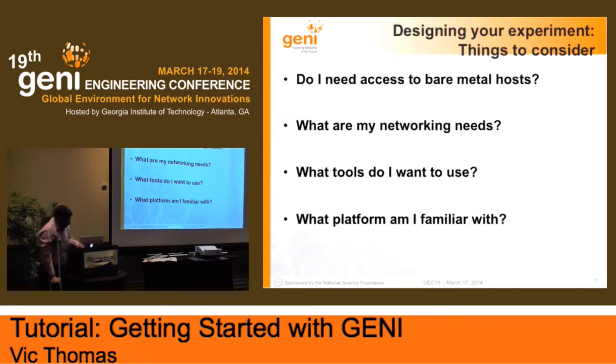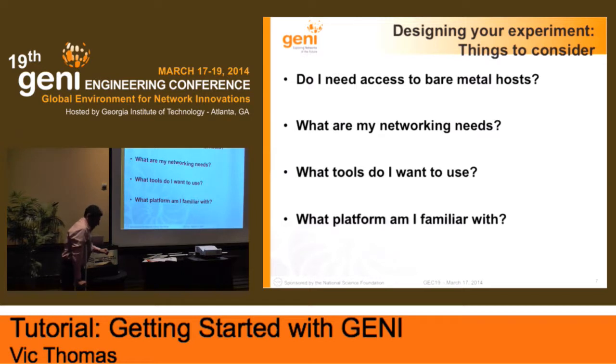So when you design your experiment, things to think about. Do you really need bare machine hosts? People often think, oh, I really like a raw PC here, a raw PC there. But raw PCs or bare machines, there are very few of them, and they're in great demand. So if at all possible, try to use a Xen VM or an OpenVZ VM. Xen VMs are pretty much like bare machines. You can do almost anything with them.